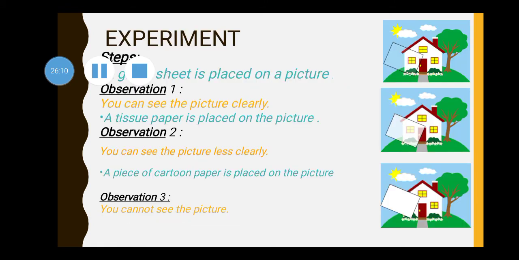And here we have an experiment. We have three sheets. One of them is transparent, like in the first page. The second one will be semi-transparent. The last one is opaque. In the first one we can see the image clearly, in the second one we can see the image less clearly, and in the last one we cannot see the image behind the opaque sheet.